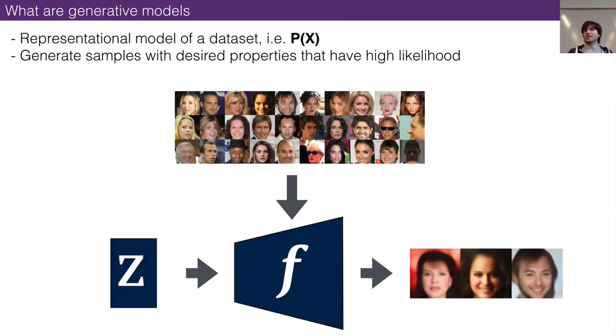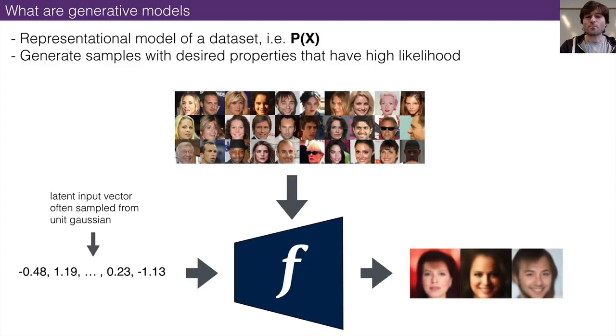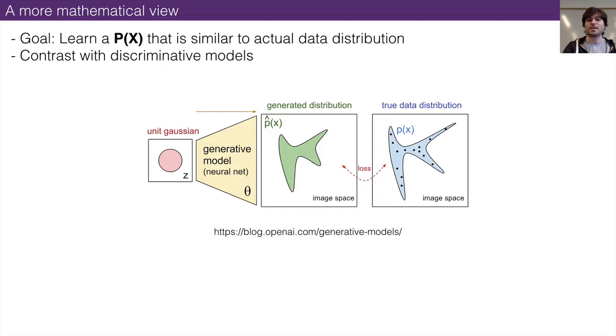That's really awesome, right? It's super fun. So usually it's a random input vector filled with random numbers. The more mathematical view is a little bit out of scope for us, but for those of you who are interested in math, if there is some true distribution from which the samples are actually drawn, we're trying to find a generative model that matches that distribution.